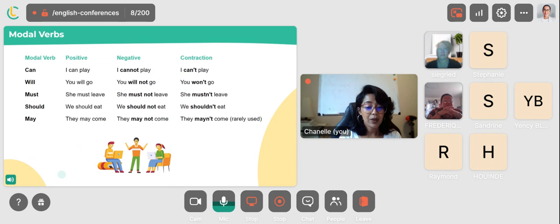So you see, we have our modal verbs. I can play, I cannot play, I can't play. You will go, you will not go, you won't go. She must leave, she must not leave, she mustn't leave. We should eat, we should not eat, we shouldn't eat.